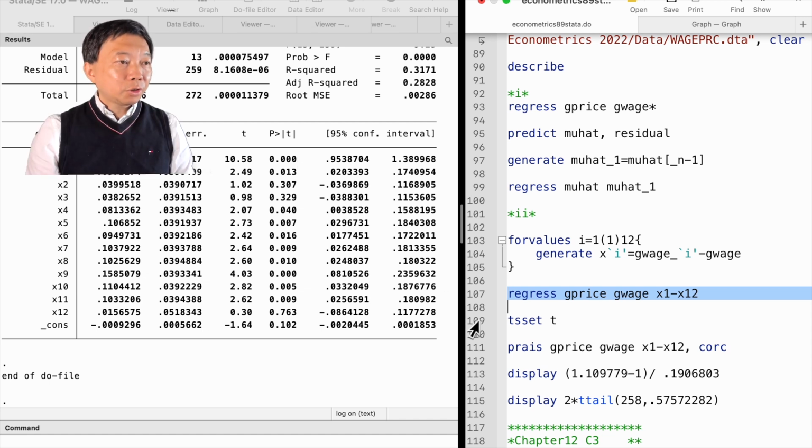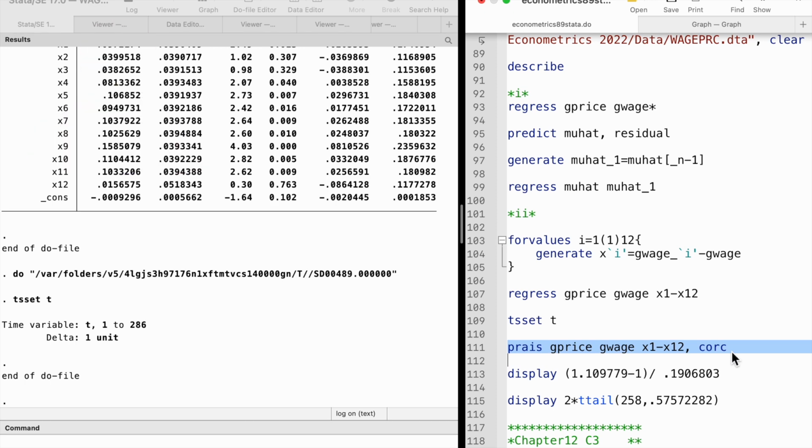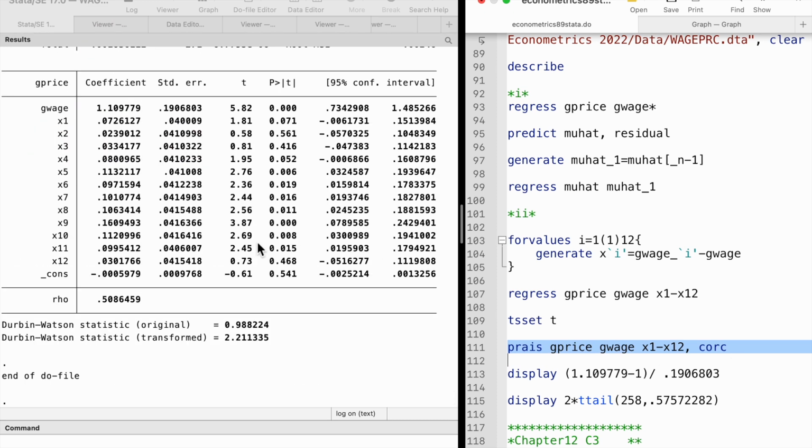Now we re-estimate the model using iterated Cochrane-Orcutt estimation. We first declare the time series data and then use the prais command to estimate the model. The option corc means the Cochrane-Orcutt transformation. The new estimate of the long-run propensity is 1.11.